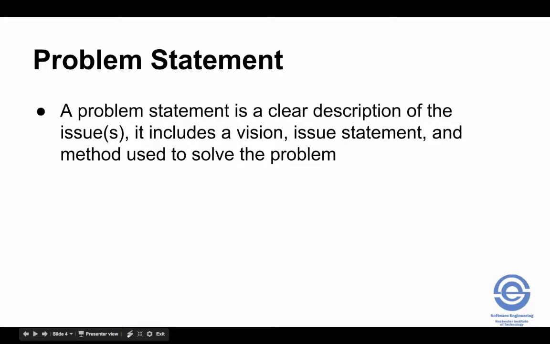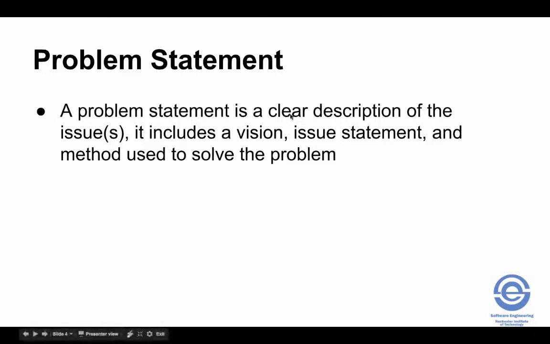Okay. We touched on problem statements a little bit in previous weeks, but I want to spend most of this week really focusing upon problem statements. Good research begins with a good problem statement. And like I mentioned last week, problem statements aren't long in length, but they will take you a long time to actually create. A good problem statement is a clear description of the issue, including the vision, issue statement, and method used to solve the problem.